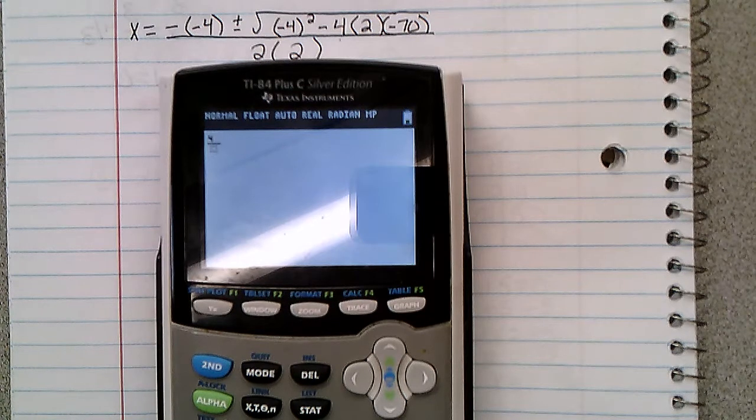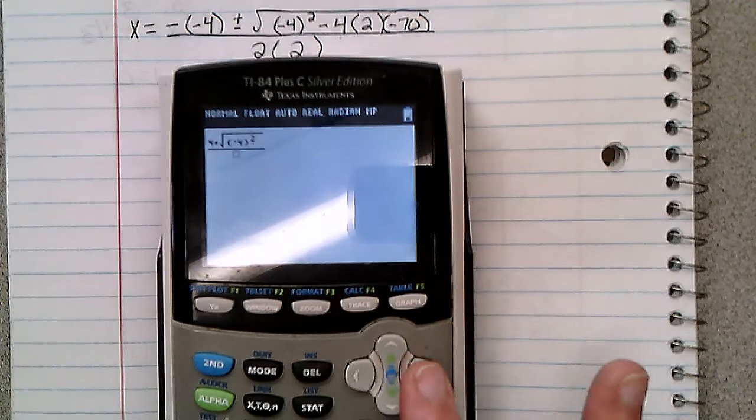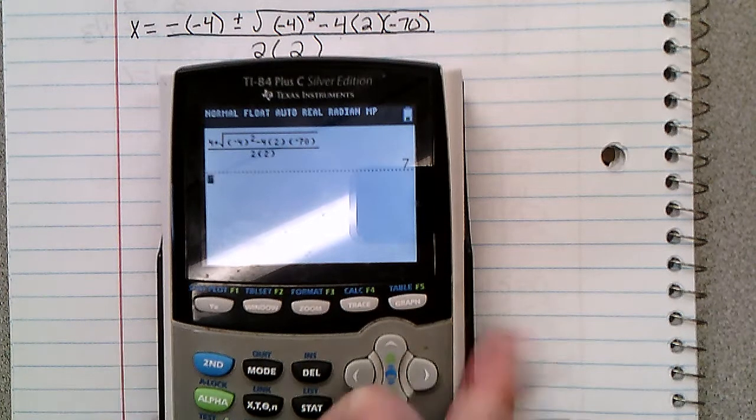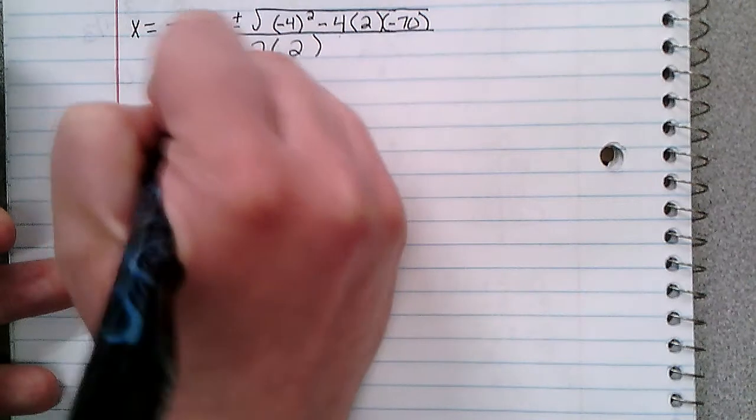But I'm just going to go ahead and type it in as a positive 4 plus the square root of negative 4 squared. Now that one we definitely want to keep that negative. Minus 4 parentheses, 2 parentheses, negative 70. Go to the denominator and do 2 times 2. So my first x-intercept is going to be 7.